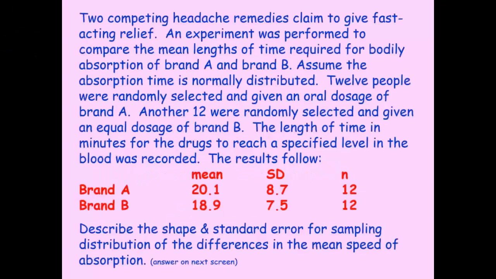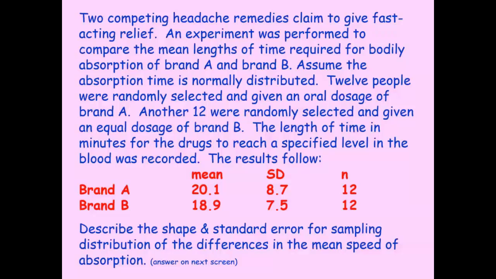Alright, so let's jump in and look at an example. Two competing headache remedies claimed to give fast-acting relief. An experiment was performed to compare the mean lengths of time required for bodily absorption of brand A and brand B. Assume the absorption time is normally distributed.